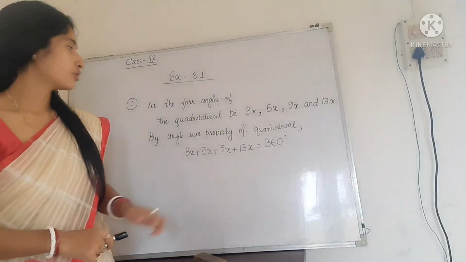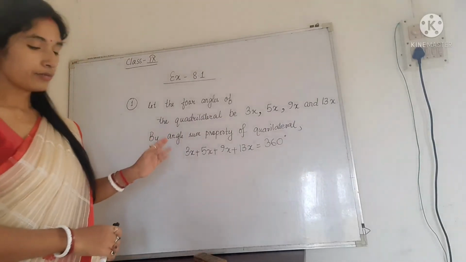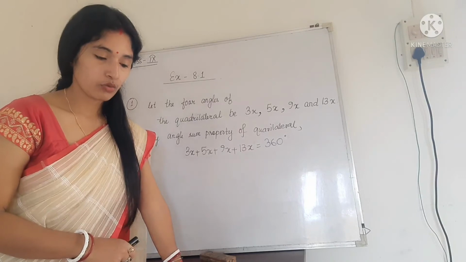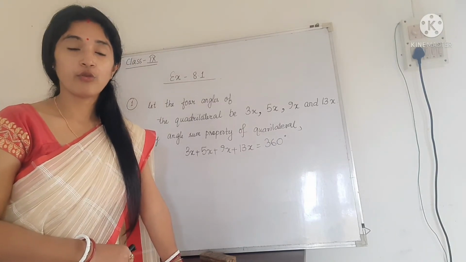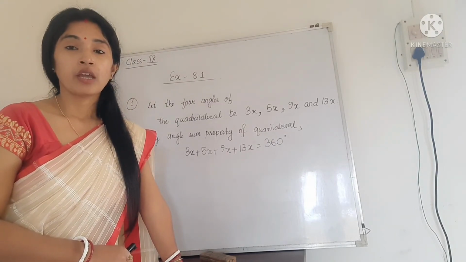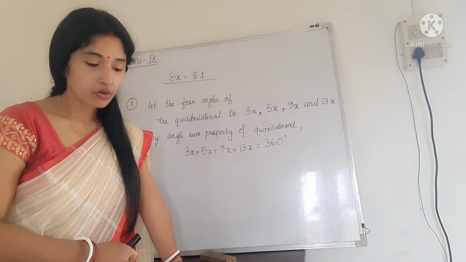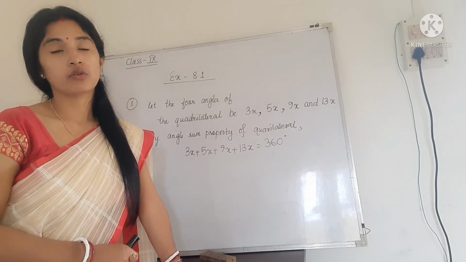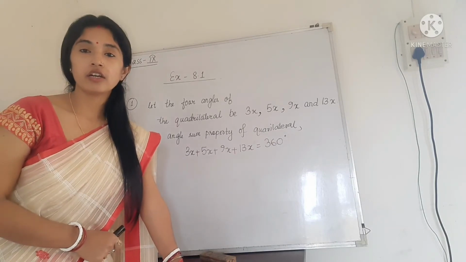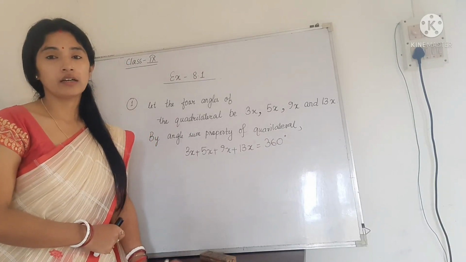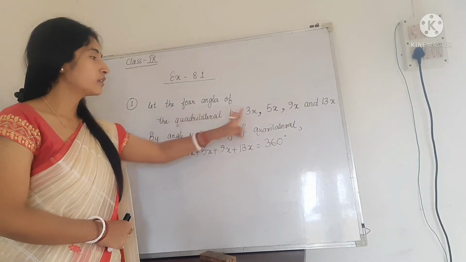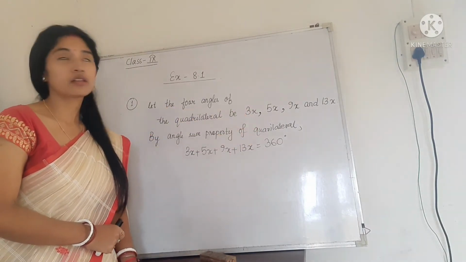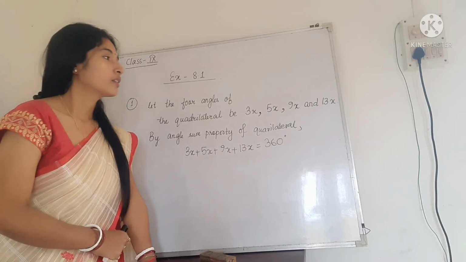So see the first question. The first question is: the angles of a quadrilateral are given in the ratio 3:5:9:13. There are four angles of a quadrilateral and the ratios are given. So here you have to find all the angles of the quadrilateral. You know that if it is given in ratio, then individually we can write the angles like this. Let the first angle be 3x, the second one 5x, the third 9x and the fourth one 13x.